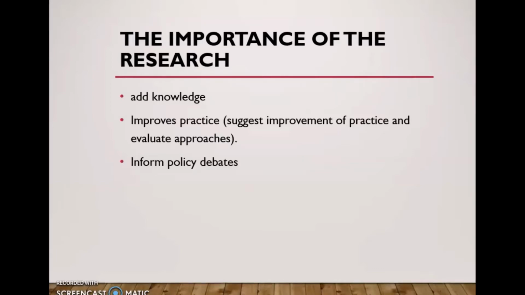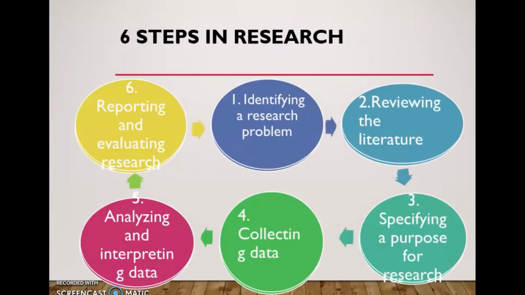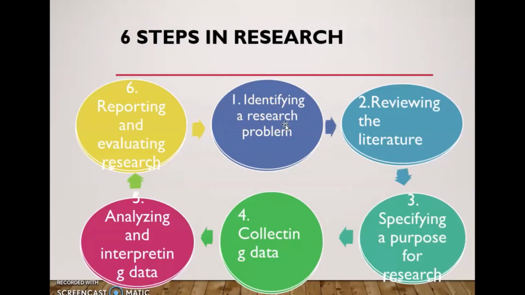In conducting research, there are 6 steps that must be carefully carried out, because if one of the steps is eliminated, it might decrease the quality of the research. First is identifying the research problem. The research problem can be identified from, let's say, observations, reading the articles, or from the previous studies or research, or from the experience of the researcher.